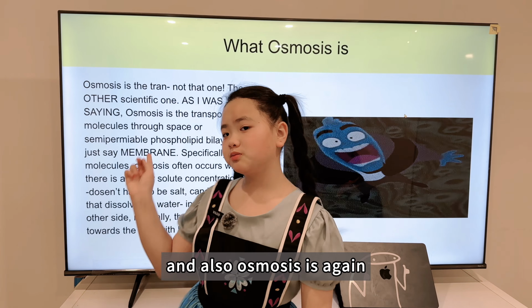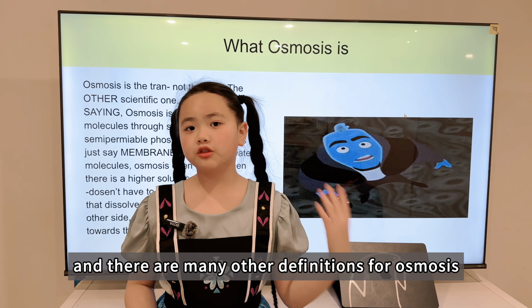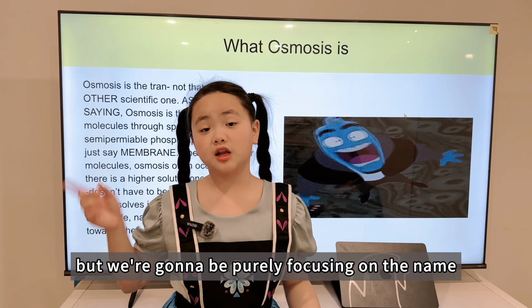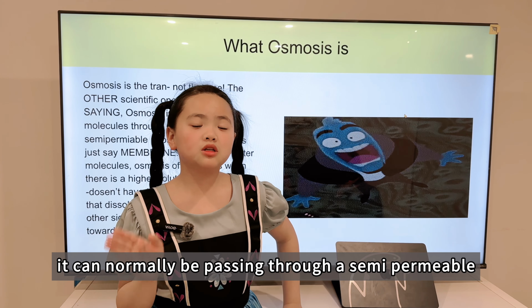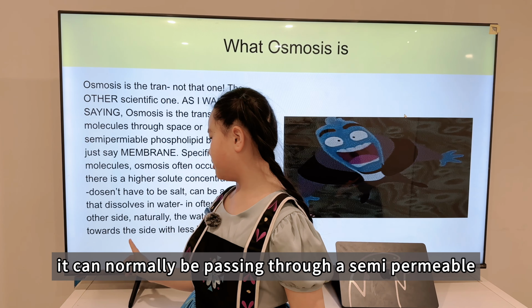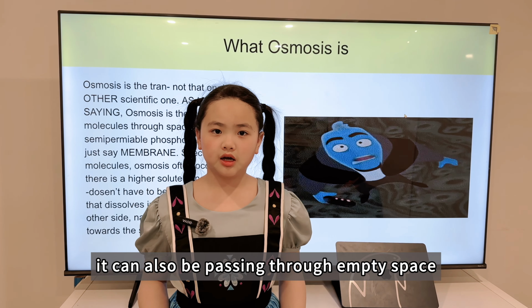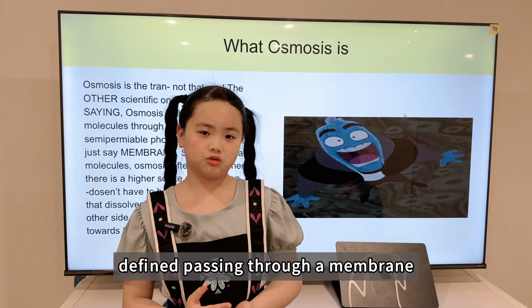And also, osmosis is, again, specifically dedicated to water, and there are many other definitions for osmosis, such as this guy, but we're going to be purely focusing on the scientific thing. It can normally be passing through a semi-permeable phospholipid, let's just say membrane, and it can also be passing through empty space, though it is normally defined passing through a membrane.